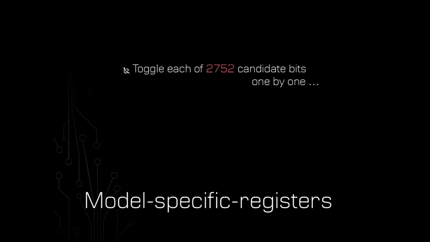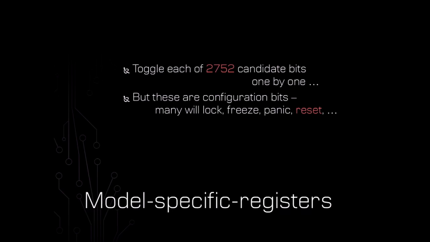What I can do is look at each of those 2,700 candidate MSR bits and try to toggle each of them one by one, not doing an instruction scan between each one, but just toggling each of these bits one at a time. Of course, I'm going to run into some problems. These are configuration bits that control the deepest workings of the processor, and I have no idea what they do. So a lot of them are going to lock the processor, freeze the OS, panic the kernel, or just reset the system entirely.